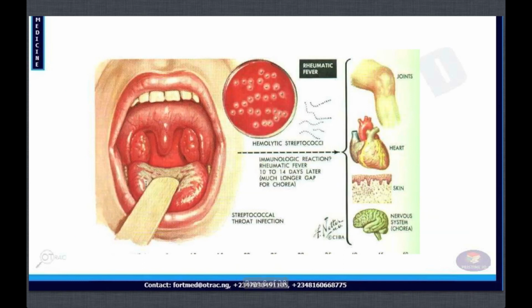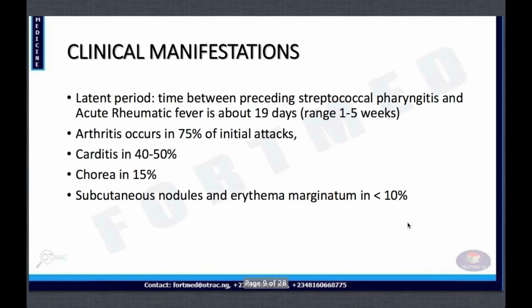So this is a diagrammatic illustration. After a streptococcal throat or skin infection, it goes ahead to form antibody which affects the joint, the brain, the skin, or the nervous system. So, how do they manifest?